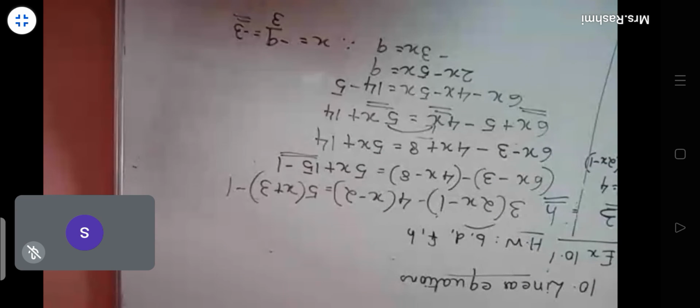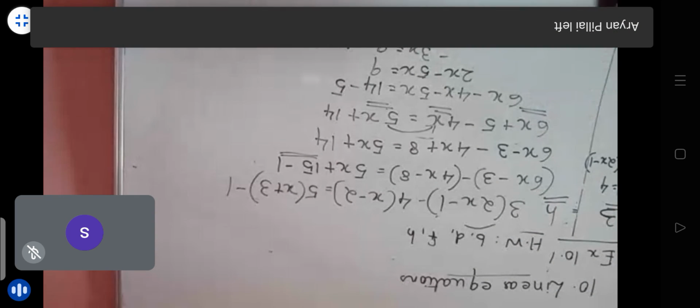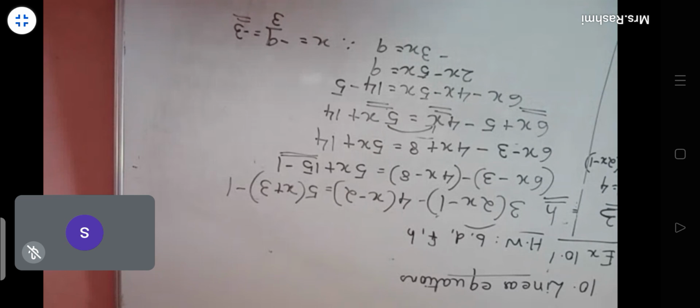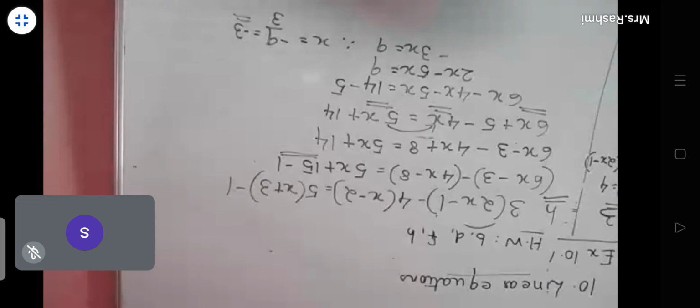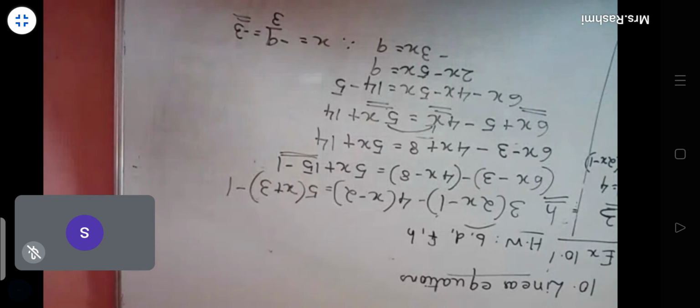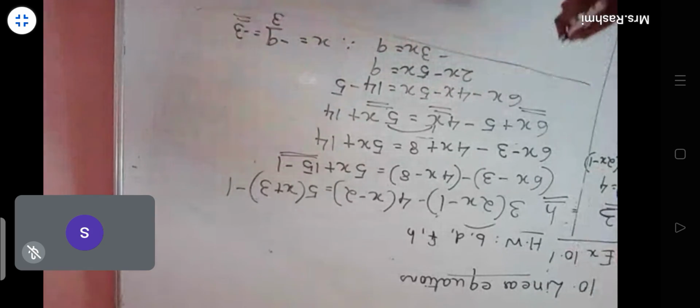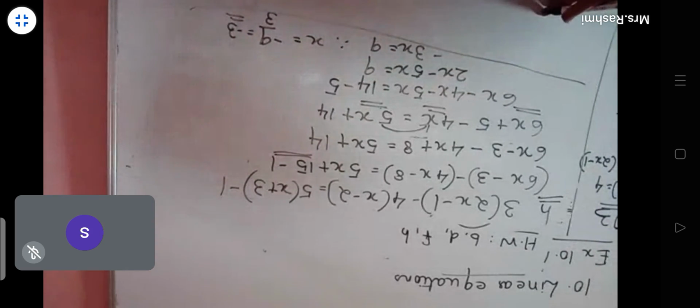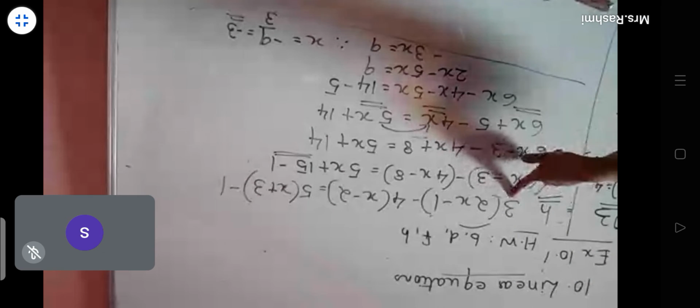Yes, ma'am. Ma'am, can you explain the last three steps again? Everybody is completed writing this? Anybody is remaining? Ma'am, I also have a doubt. Ma'am, I understood what you did in the last step, x is equal to minus 3 upon 3. But the minus sign also applies to the x also, right? So how can we write it as x is equal to minus 3 upon 3?